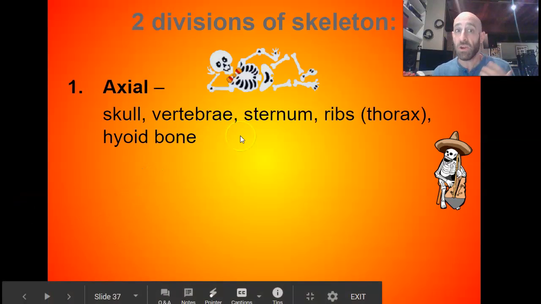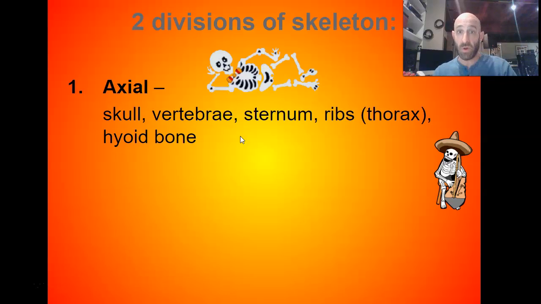Axial is going to be your skull, your vertebrae, your sternum, your ribs, which is also what's considered your thorax. And then we have a small bone that sits right here called the hyoid bone. It's the only bone that's actually not attached to another bone. It's held in place by muscle, and it actually is what anchors your tongue. So it sits right here. You can actually feel it. It feels weird. You can move it back and forth, but that's considered part of the axial skeleton.